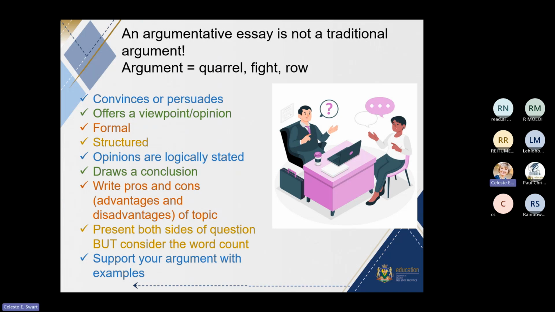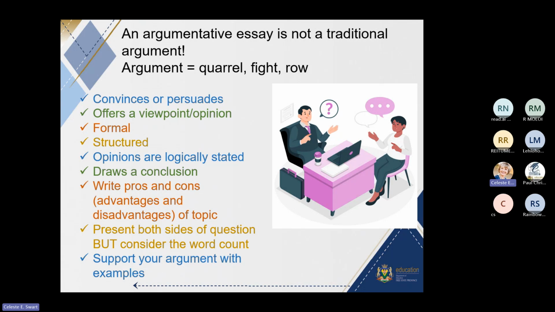And what's really great here when you plan, you write your pros and your cons. Now, what are pros and cons? It means it's the advantages and the disadvantages of a topic. So you're going to look at both sides of a question, but you don't have to say the advantages are this, the disadvantages are that. You're going to do that with your planning, and you will mention both sides in your essay. But it's better if you can make up your mind and support your argument that you have with examples.